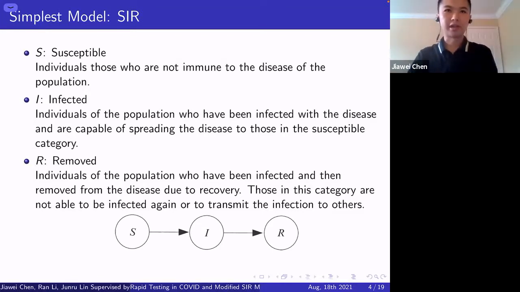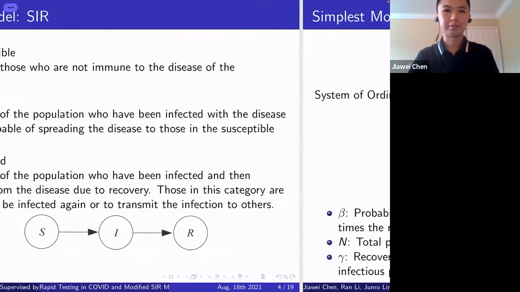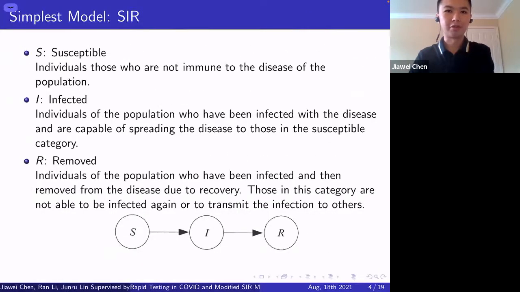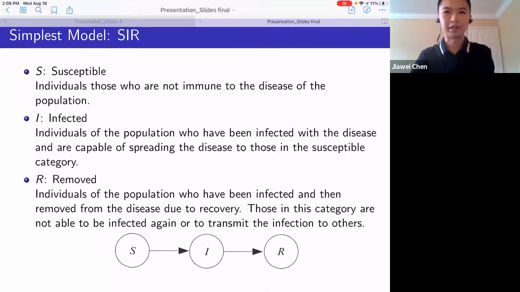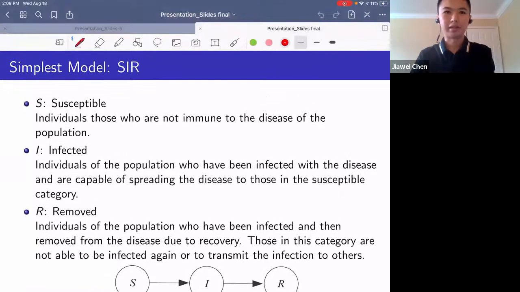So I will talk about the SIR model. The letters are short for susceptible, infected, and removed. This is sometimes known as the compartmental model, because it divides the population into three different compartments. The S compartment is supposed to contain individuals who are not immune to the disease and are not infected yet.